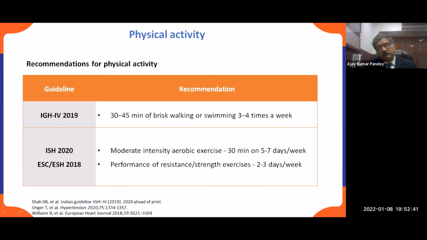The physical activity usually recommended is 30 to 45 minutes of brisk walking or swimming 3 to 4 times a week, or moderate intensity aerobic exercise for 30 minutes on 5 to 7 days. Performance of resistance and strength exercise 2 to 3 days.